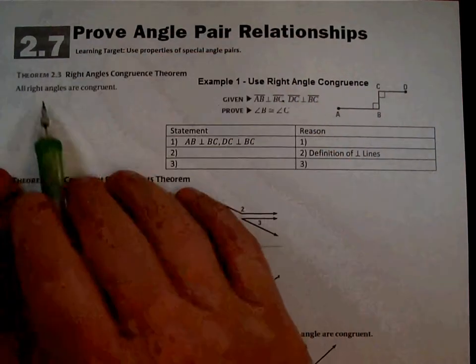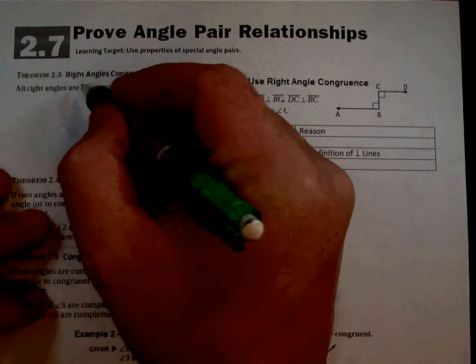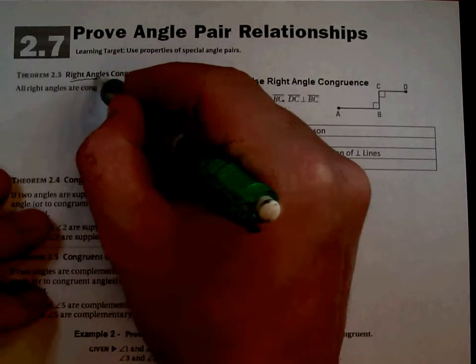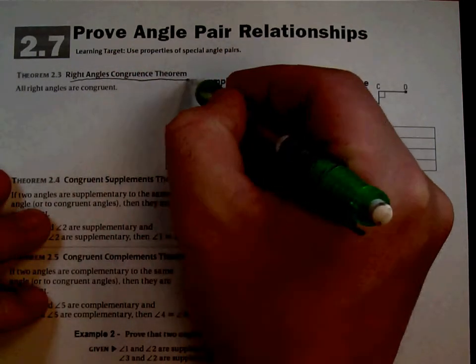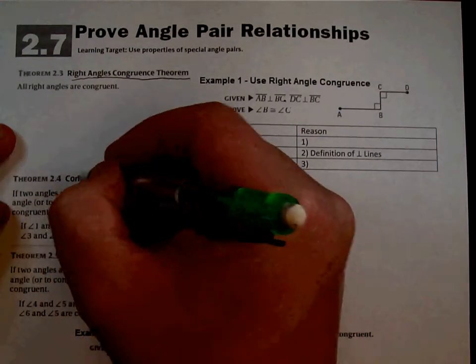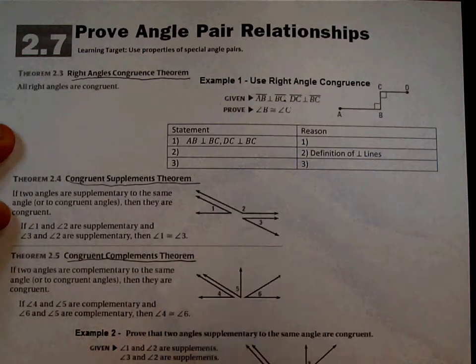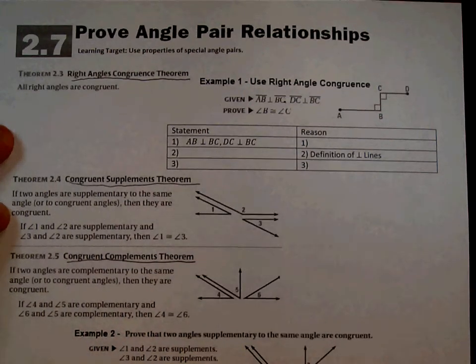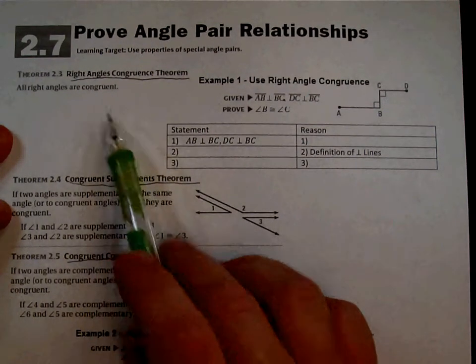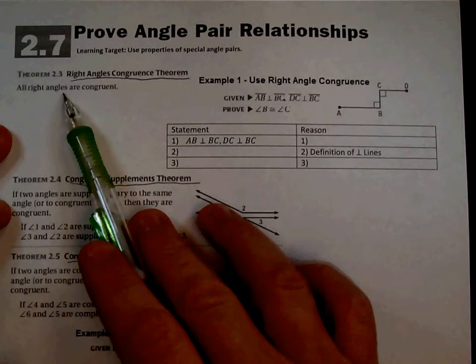But you may remember, I don't care about the theorem number. I care more about what the theorem says, and we'll go ahead and refer to it by its name when we're doing proofs. So we've got a right angles congruence theorem. Here we've got a congruent supplement theorem. Here we've got a congruent complements theorem. Let's start with those. The right angles congruence theorem tells us that all right angles are congruent.